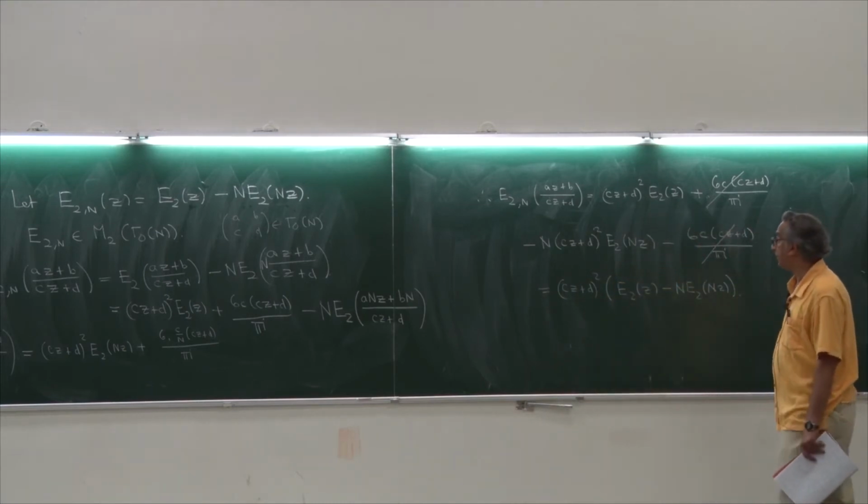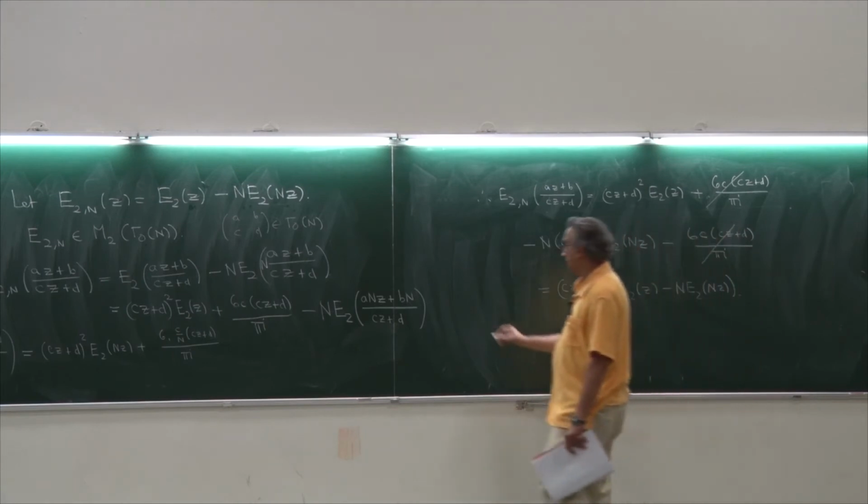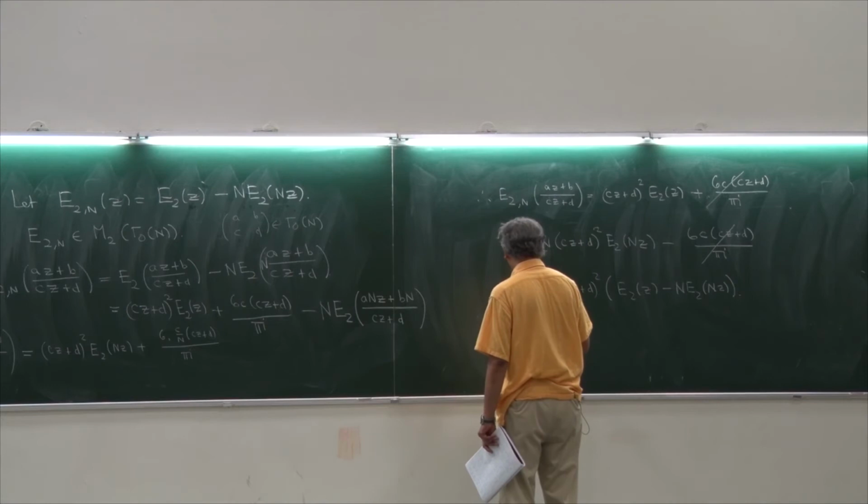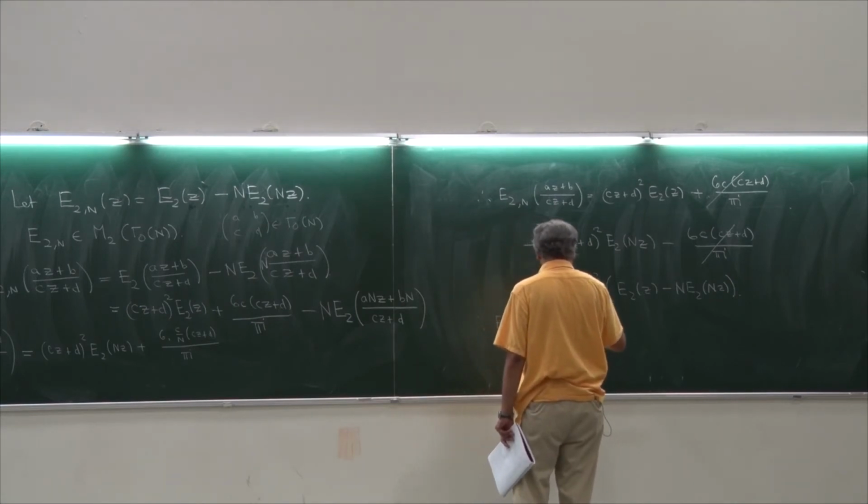So you end up getting this. Therefore, E2n is a legitimate modular form of weight 2 on gamma naught of n.